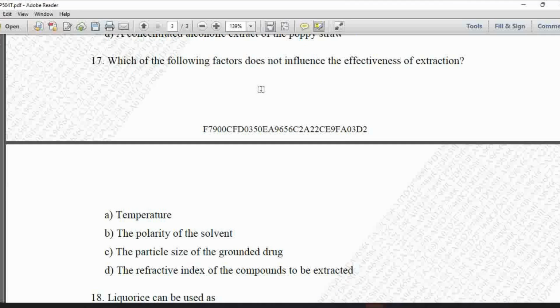Next MCQ 17, which of the following factors does not influence the effectiveness of the extraction? Option A is temperature, B is polarity of the solvent, C is particle size of the ground drug, and D is the refractive index of the compounds to be extracted.